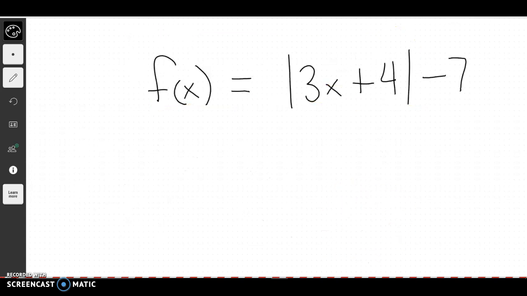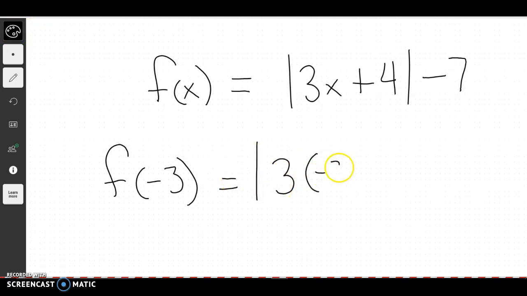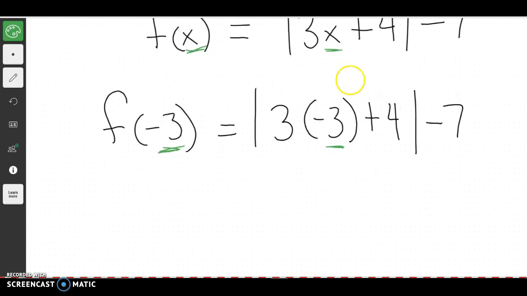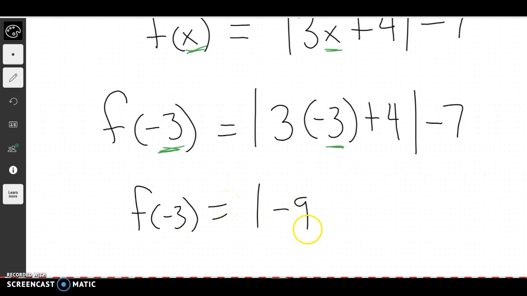Let's look at another one. Okay, so let's say this is now our function, and they want to know what we would get if we inputted -3. So if I inputted -3, we'd rewrite this, and I'd have the absolute value of 3 times -3 plus 4, minus 7. And again, this was x before, and this is x over here, so we're just going to put in -3 for our input there. When we do this, I'm going to get f of negative 3 is equal to, well, 3 times negative 3 is negative 9, plus 4, minus 7.